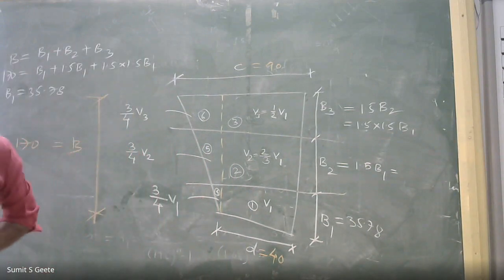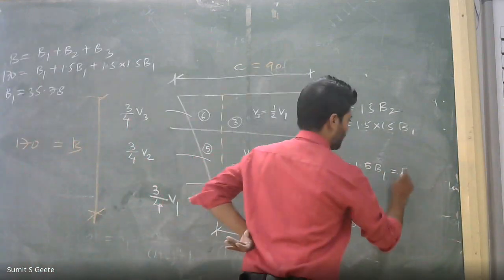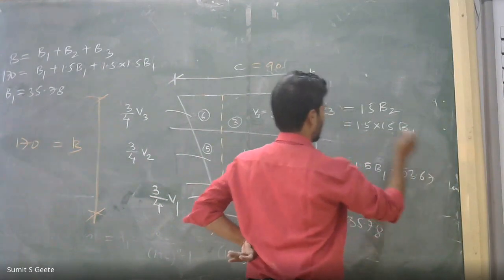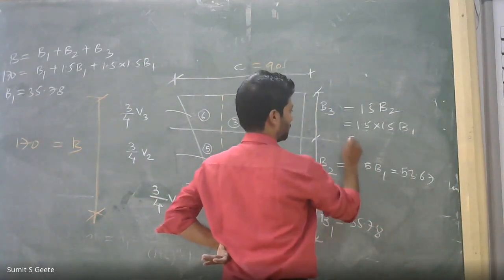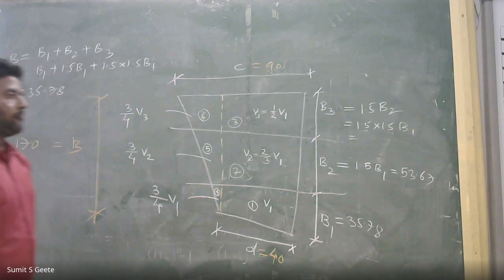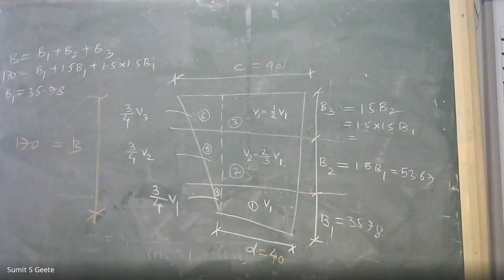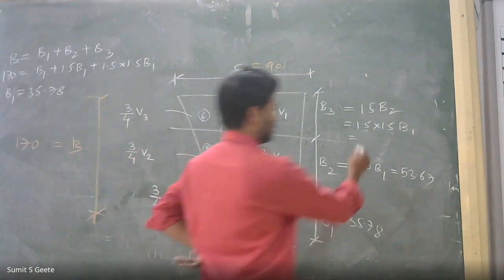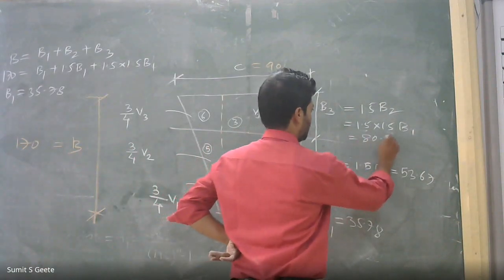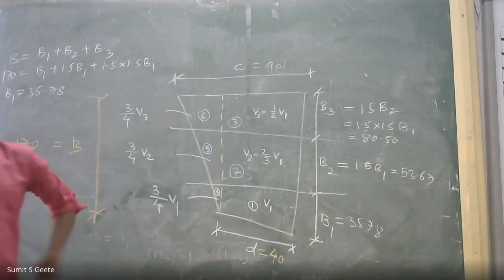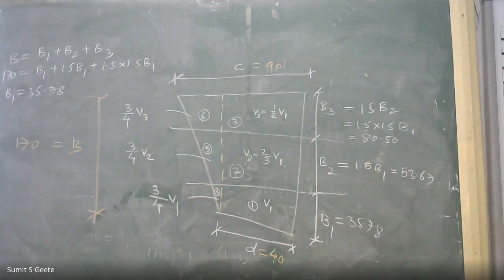Sorry, 53.67, and then tell me this value. Again it is into 1.5, which gives 80.50. So these are the values you are getting.